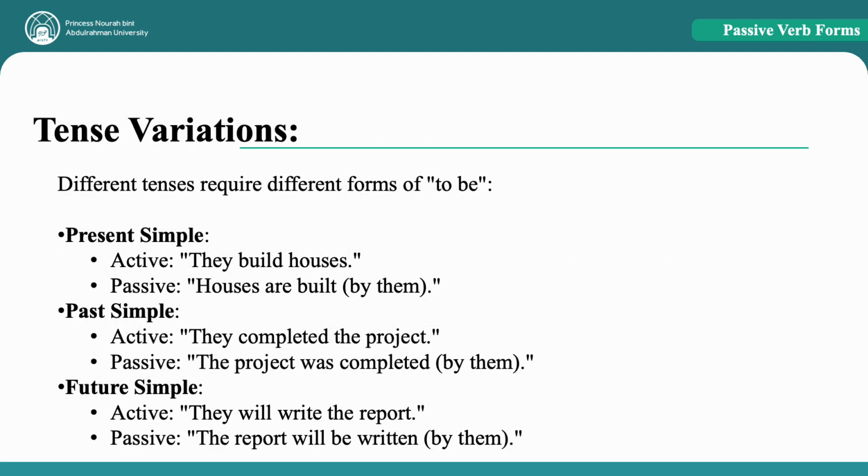Different tenses require different forms of to be. Present simple, active, they build houses. Passive, houses are built by them. Past simple, active, they completed the project. Passive, the project was completed by them. Future simple, active, they will write the report. Passive, the report will be written by them.